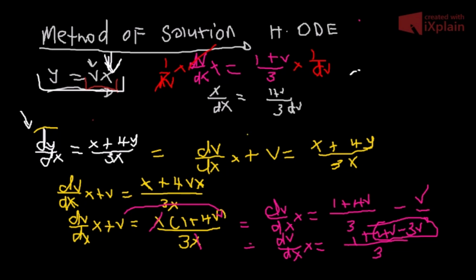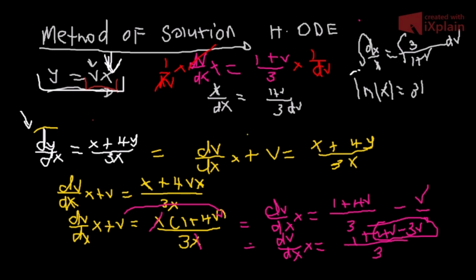But this cannot be left under, so we need to flip, whereby we have dx over x is equal to 3 over 1 plus v, then dv. Then we apply integration on both sides, and we get ln x is equal to 3 ln of 1 plus v plus c.